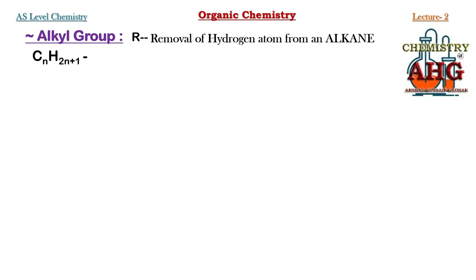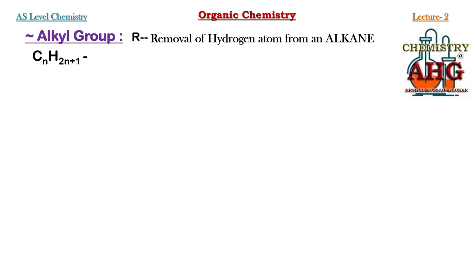How can they become stable? If they make one more bond. So always remember, alkyl groups are unstable. They can become stable after making one bond with another atom or group of atoms. So always remember, the alkyl group general formula is CnH2n+1.